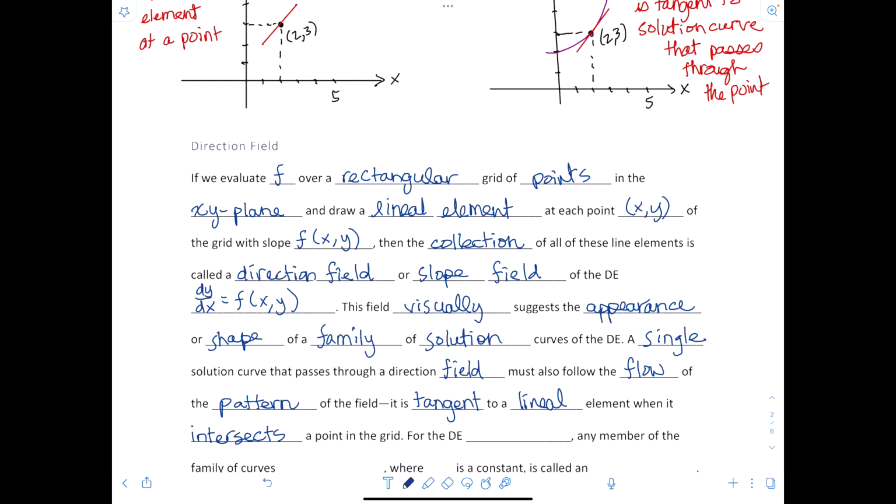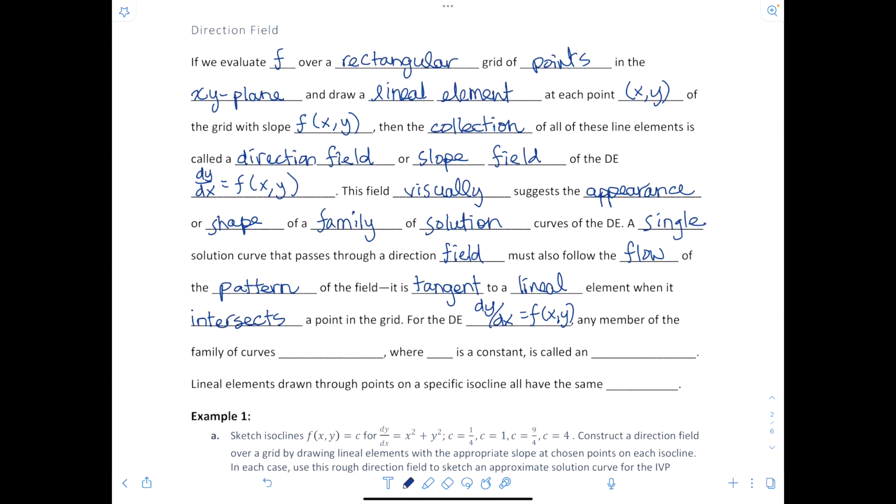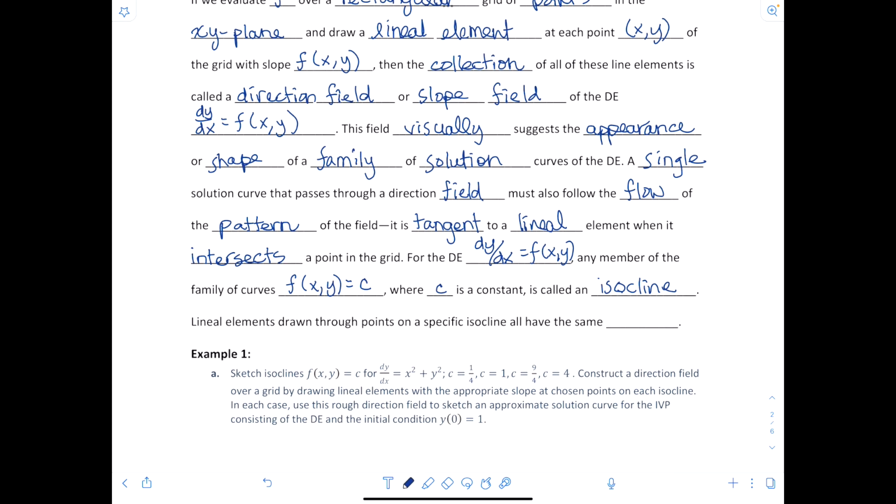For the differential equation, again, dy/dx equals f of x and y, any member of the family of curves f of x and y equals c, where c is a constant, is called an isocline. These are so cool. Linear elements drawn through points on a specific isocline all have the same slope. So here we go.